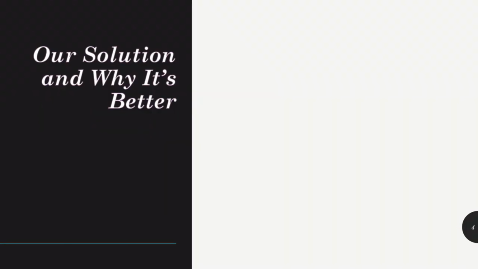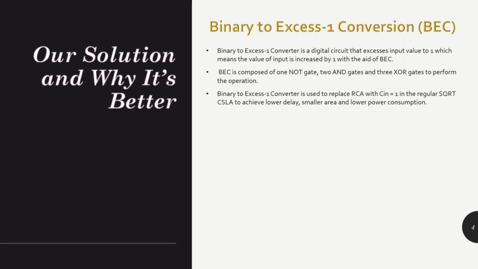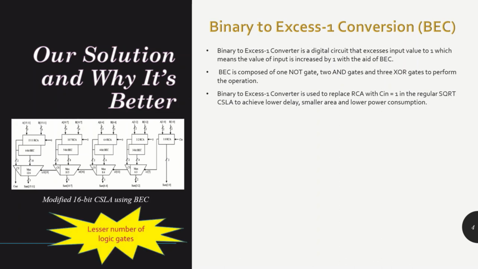So now our solution, and why is it better? Binary to excess-1 converter (BEC) is a digital circuit that adds 1 to the input value, which means the value of input is increased by 1 with the aid of BEC. BEC is composed of 1 NOT gate, 2 AND gates, and 3 XOR gates to perform its operation. Binary to excess-1 converter is used to replace RCA with Cin equals to 1 in the regular square root CSLA. In practice, the BEC circuit consists of a lesser number of logic gates than the n-bit full adder structure.